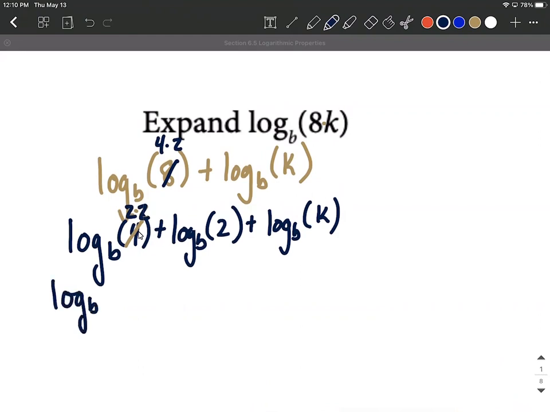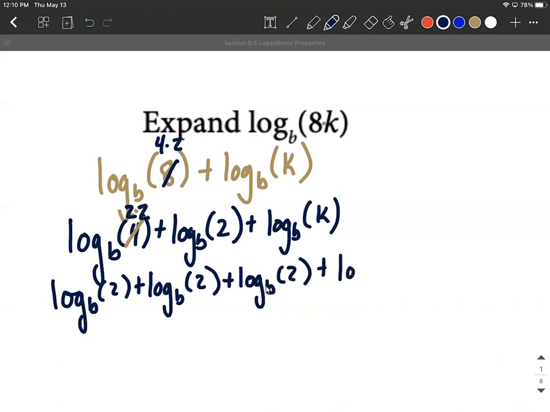Log base b of 2 plus another log base b of 2. That was splitting up this first logarithm. Now we can bring down this next log base b of 2 plus log base b of k. Comes down as well, bringing this down.